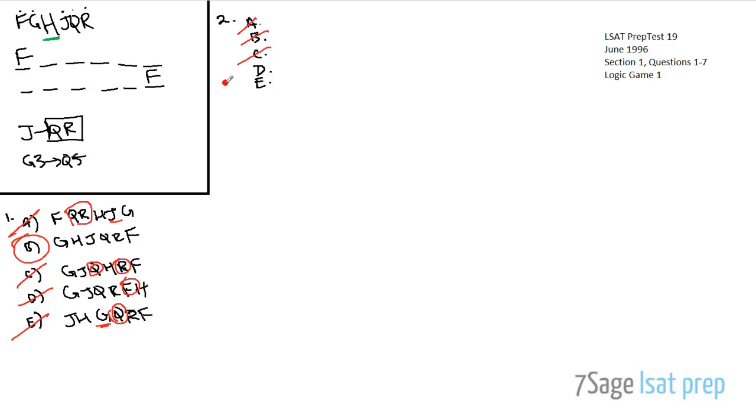How about D? The inspection of Q is scheduled for day 3. So if Q is 3, that means we have to have a J before. So that actually works in both cases, right?